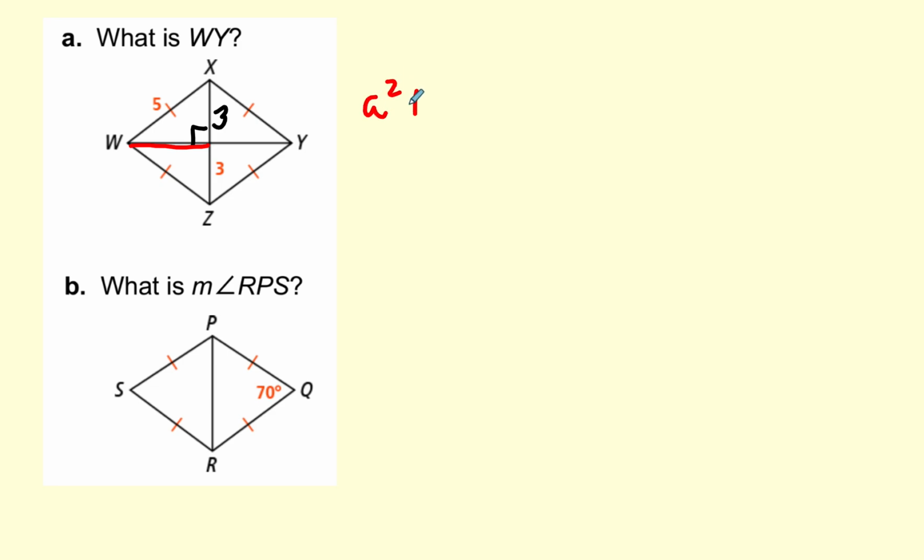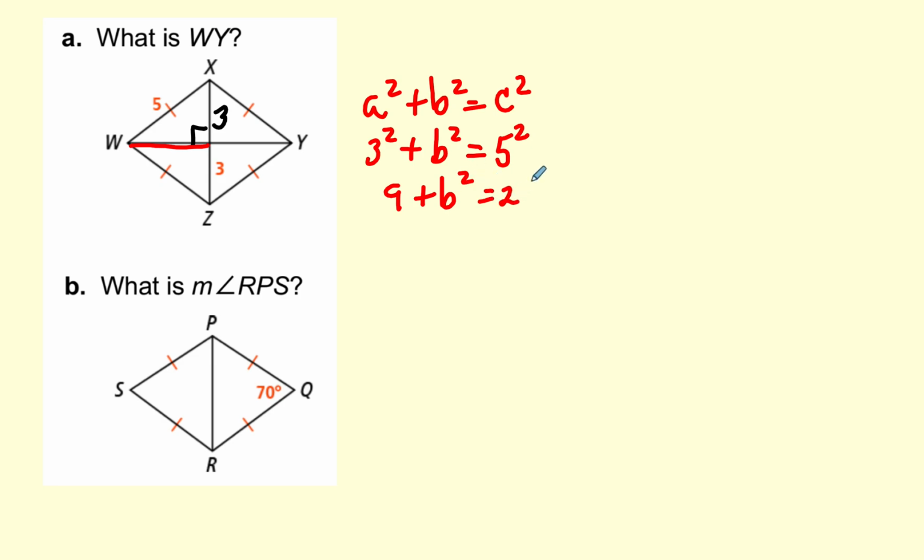A squared plus b squared equals c squared. And we have one of our sides, 3 squared. We don't know what that other leg is, but we know the hypotenuse is 5 squared. So this is 9 plus b squared is equal to 25.